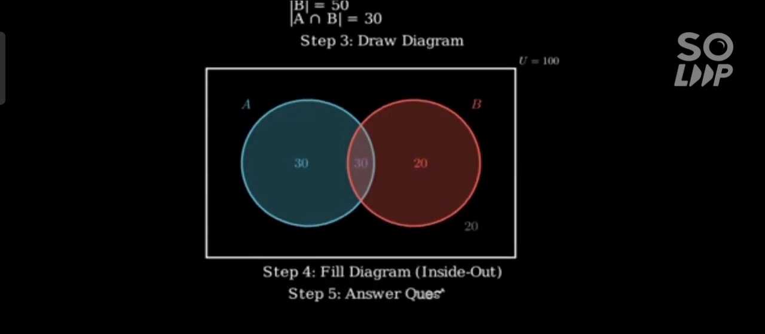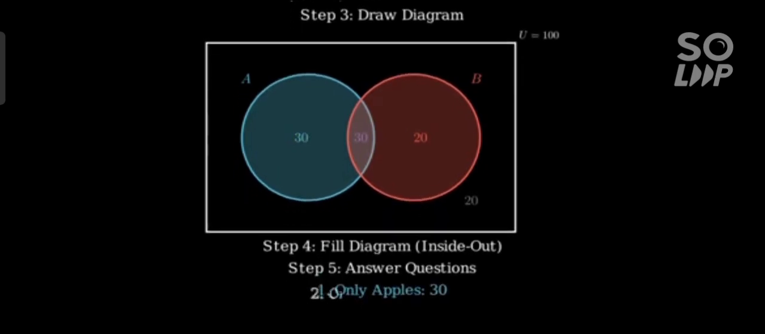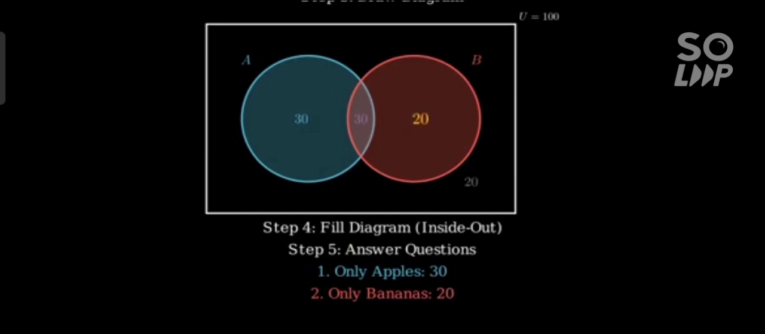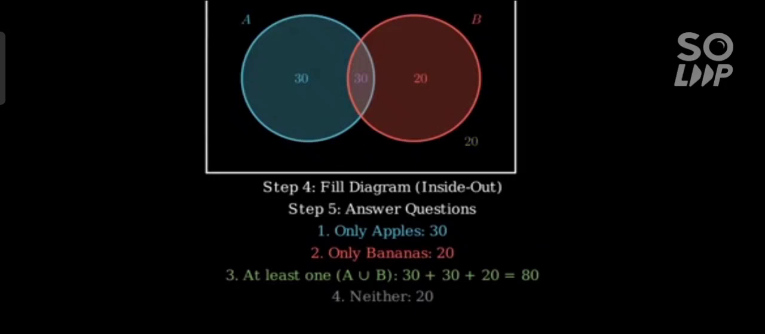Step 5. Answer the questions. Now, we can easily read the answers from our completed diagram. 1. How many like only apples? That's 30. 2. How many like only bananas? That's 20. 3. How many like at least one fruit, the union? That's 30 (apple only) plus 30 (both) plus 20 (banana only) equals 80. 4. How many like neither? That's the number outside the circles, which is 20.